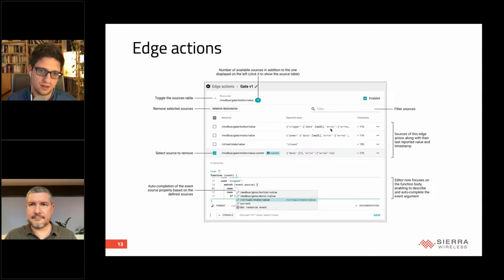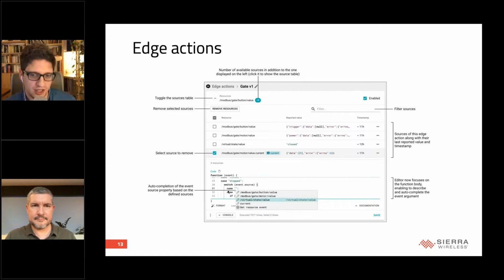This is what the UI of the edge actions looks like. At the top now, you don't have an observation selector, but you have a preview of what the resources are, like the first one, and then here a badge telling how many more resources or inputs are being used. And if you use that toggle here, it shows this table. This table not only lists the resources or observations, but also shows the current value, which can be quite convenient while we're developing an edge action, and also the timestamp of the last reported value.